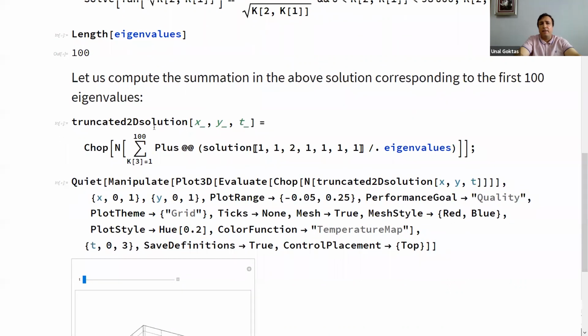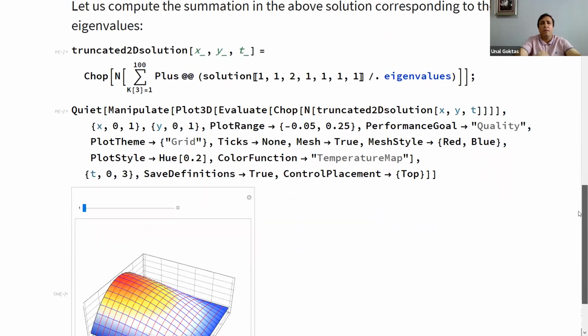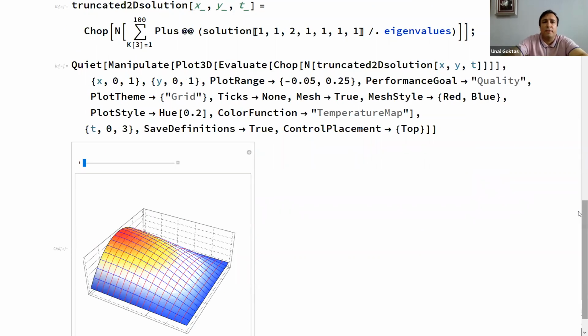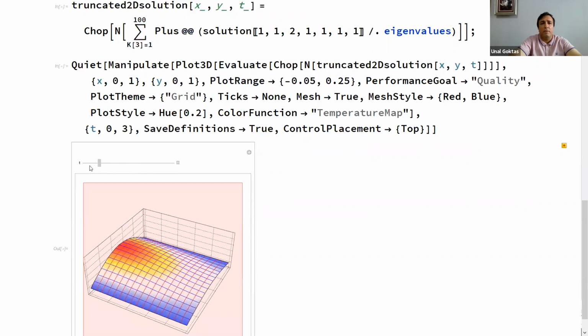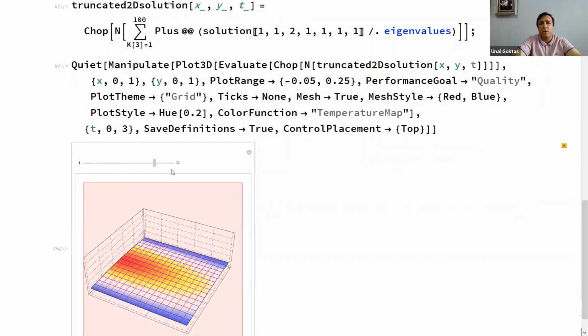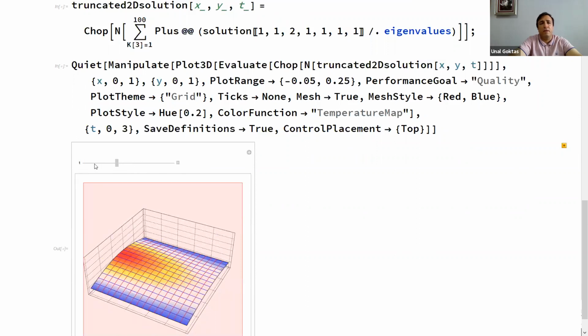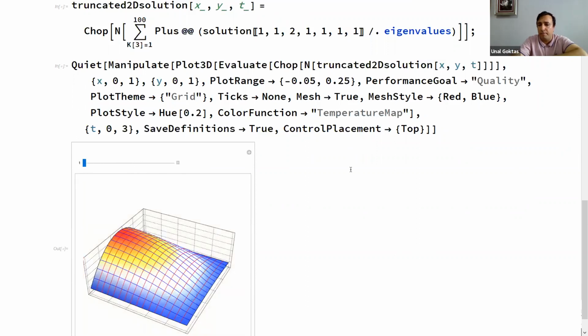So this is the truncated solution. We truncate at the 100th eigenvalue, and the solution will be looking like this. And so we can see how it changed through time.